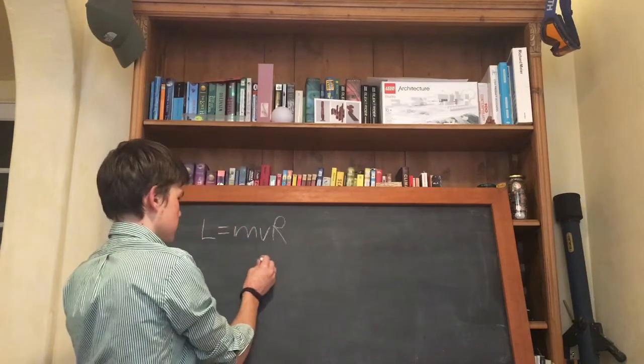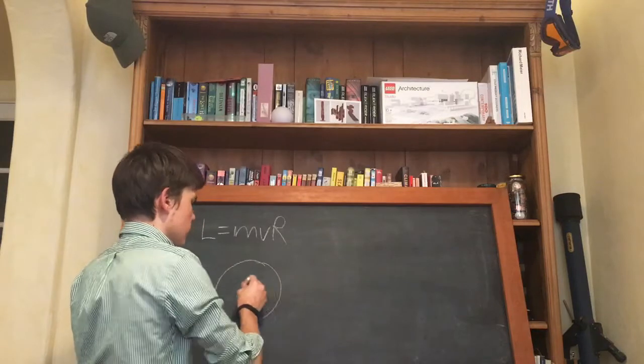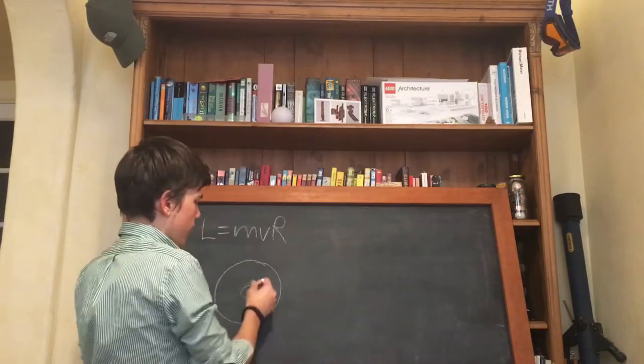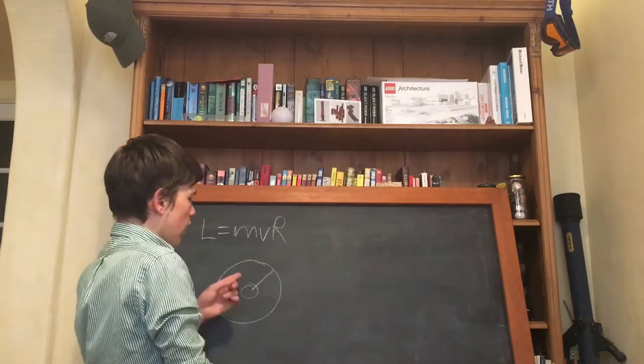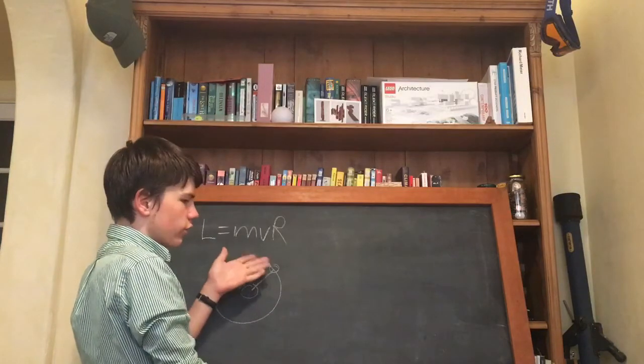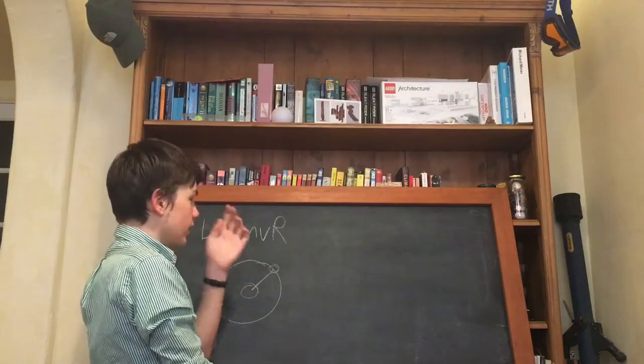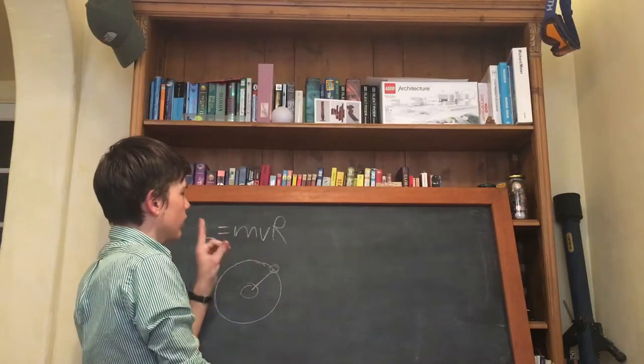So here we have a certain object orbiting something else here. So let's calculate the angular momentum for this outer object.